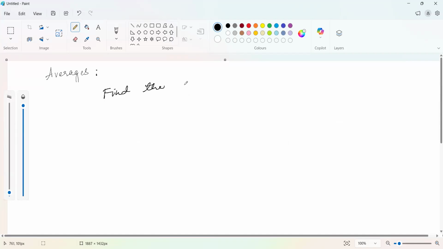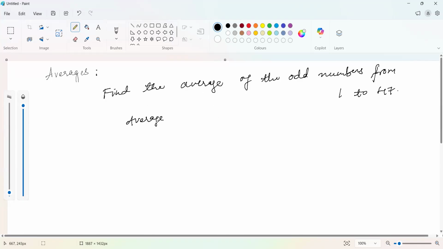So I'll solve this one pattern now. Another similar pattern I will ask you to solve on your own. Okay. So this one also has a shortcut. You need not sit and add all the numbers. Okay, I'll show you how it's done. Find the average of all odd numbers from 1 to 47.